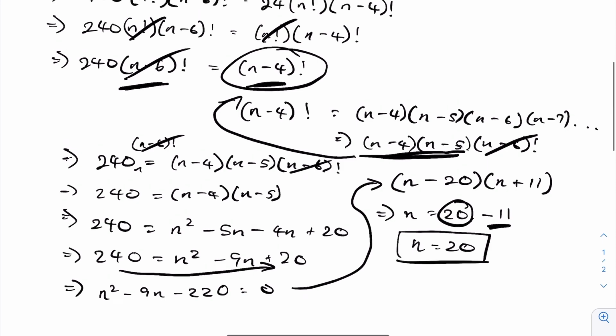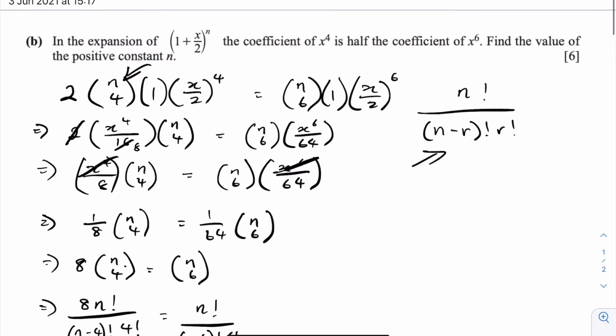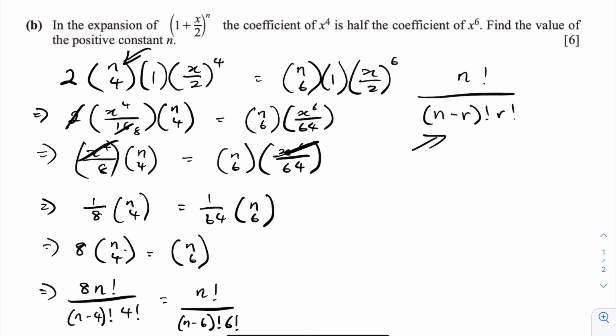How can we verify that? We can actually put this back in this equation. So let's actually use this simplified way of looking at it. So let's do the first side. 2 times 20 choose 4 gives us 9690. And then we divide it by 16 because 2 to the power 4 over here, which gives us 605.625. And we compare it to this side here.